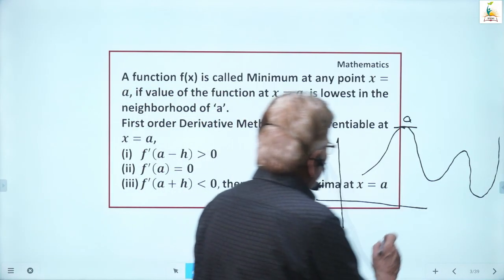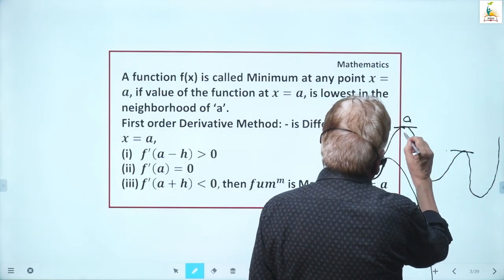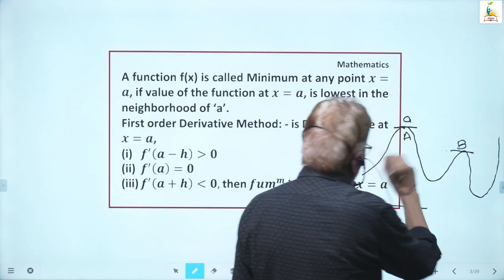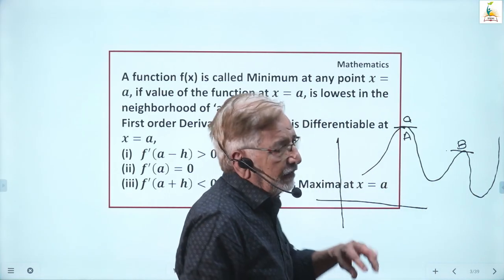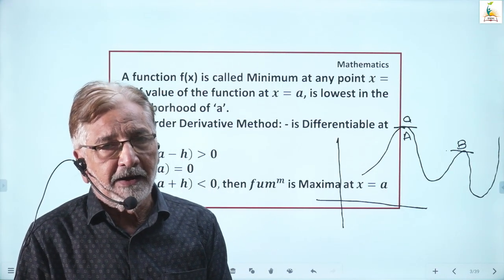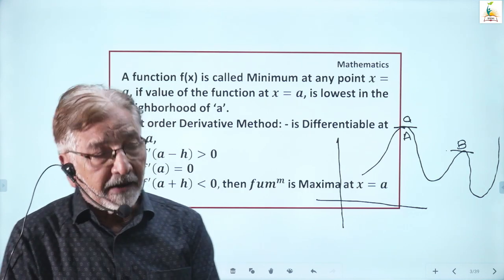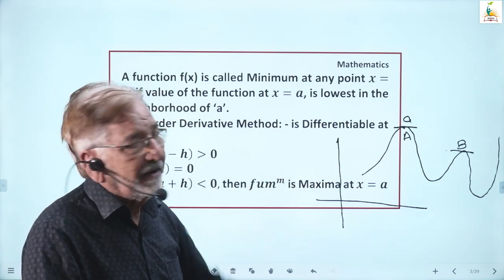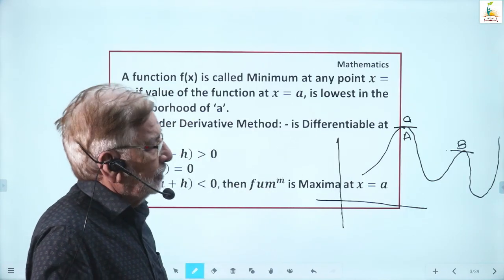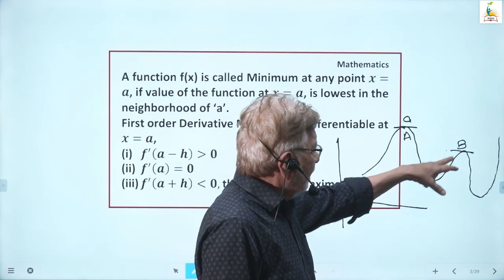So this is a point of maxima, this is also a point of maxima. Point A is a point of maxima, point B is a point of maxima, because in both cases the function is first increasing, then stationary, and then decreasing. F dash (a minus h) is greater than 0, f dash (a plus h), meaning decreasing, is less than 0, and f dash a equal to 0. Same thing is here at point B also, first increasing, then decreasing.